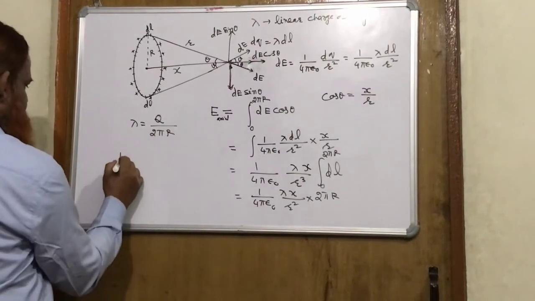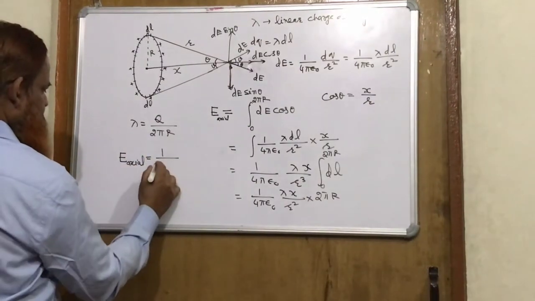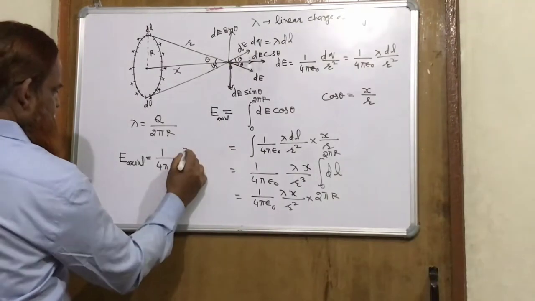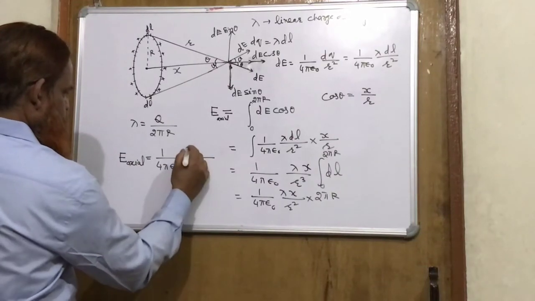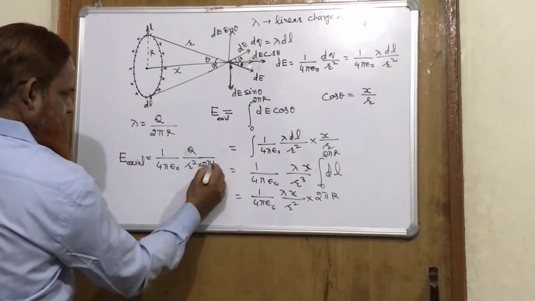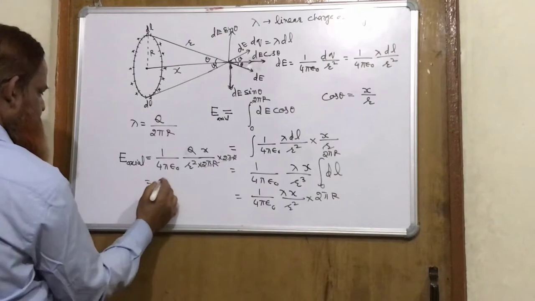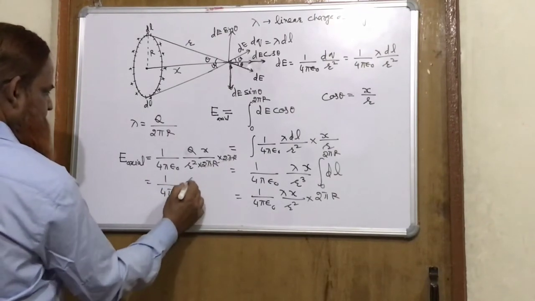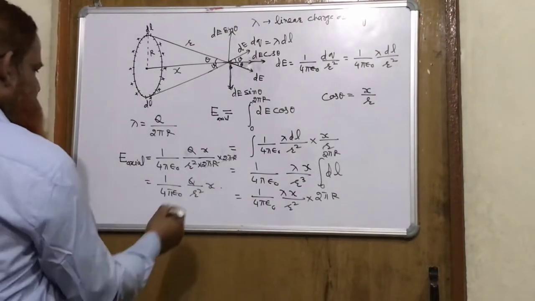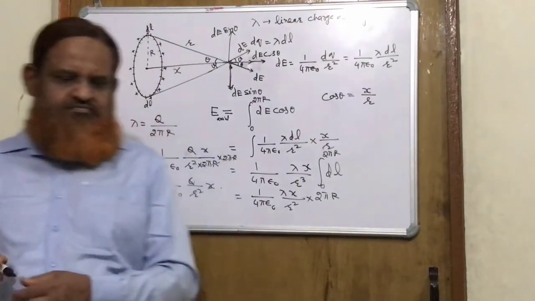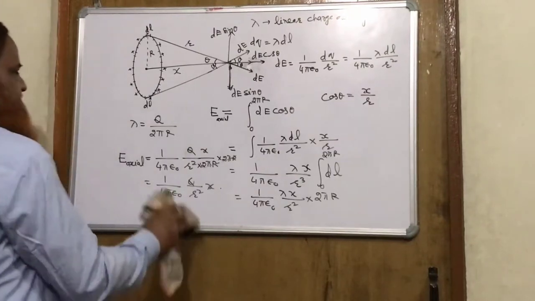So E at the axial position will be 1 upon 4 pi epsilon naught lambda upon r square x into 2 pi r. In place of lambda, you will write q upon 2 pi r. So 2 pi r cancels, and you will get this relation into x. So this is the expression for the electric field due to a charged ring.